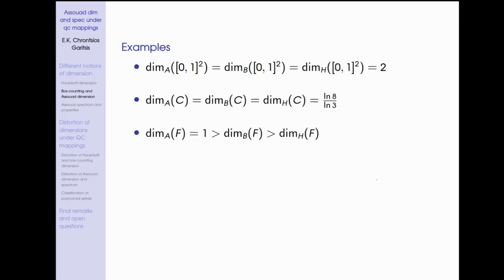For that set, 1 over n, I will write it one last time, F equals this set. Now the Assouad dimension is equal to 1. The box dimension, remember, was 1 over 2. And the Hausdorff dimension was 0.